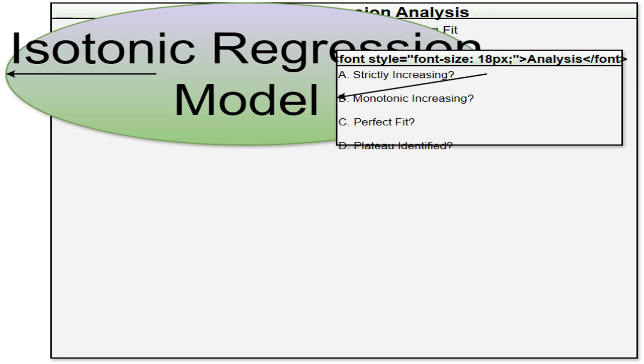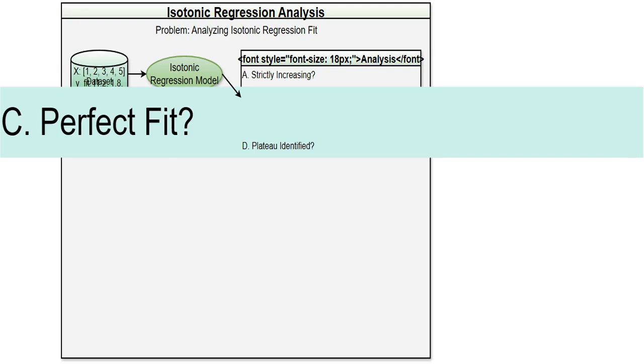Now I'm checking if y_fit is strictly increasing, meaning the values always increase. The presence of the plateau, 2 consecutive 2.5 values, means it's not strictly increasing. To evaluate a perfect fit, I need the original y values that the isotonic regression is trying to approximate. This data is not available here, so I can't definitively say whether it's a perfect fit.